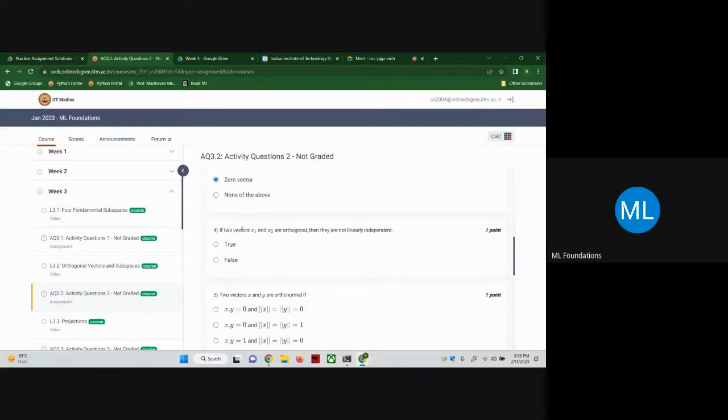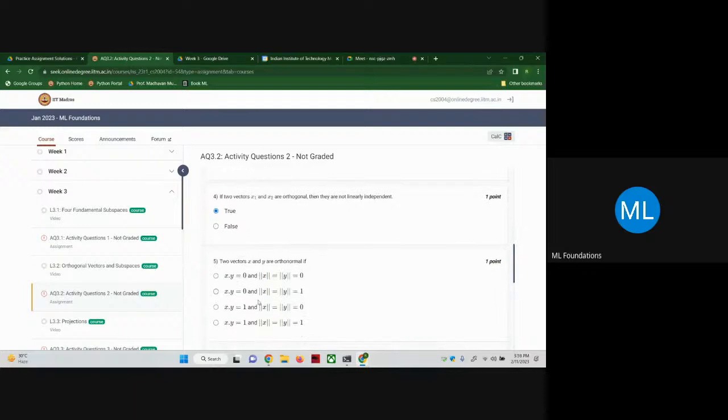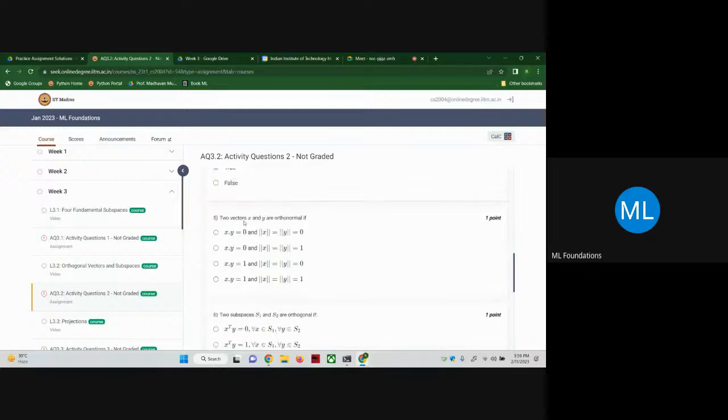If two vectors x1 and x2 are orthogonal, then they are not linearly independent? Actually, they are linearly independent. So if two vectors are orthogonal to each other, then they are not linearly independent. Actually, that's true, they're dependent. So two vectors x and y are orthonormal if x dot y is 0 and mod x and mod y are equal to 1.